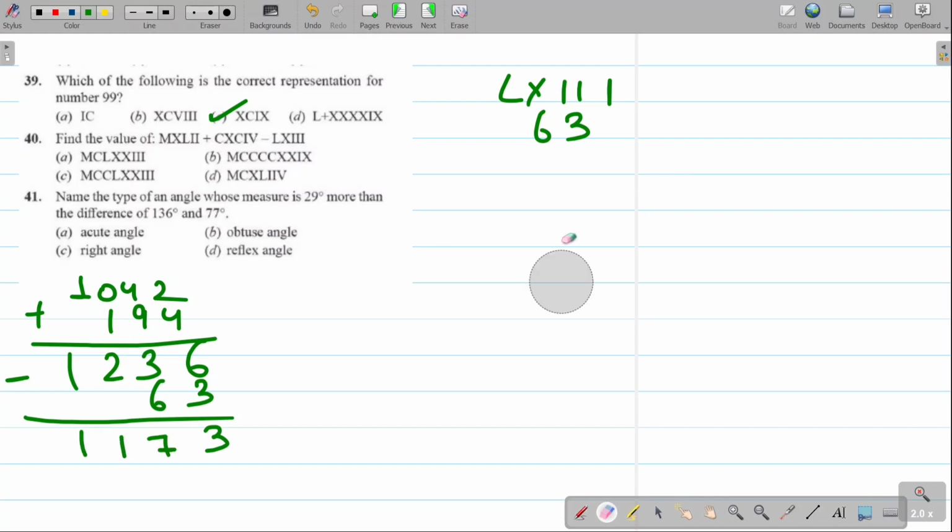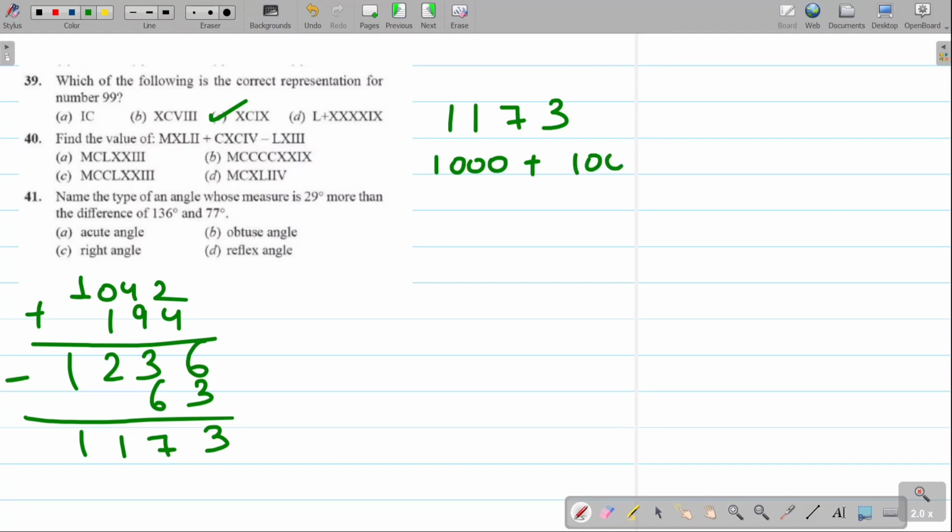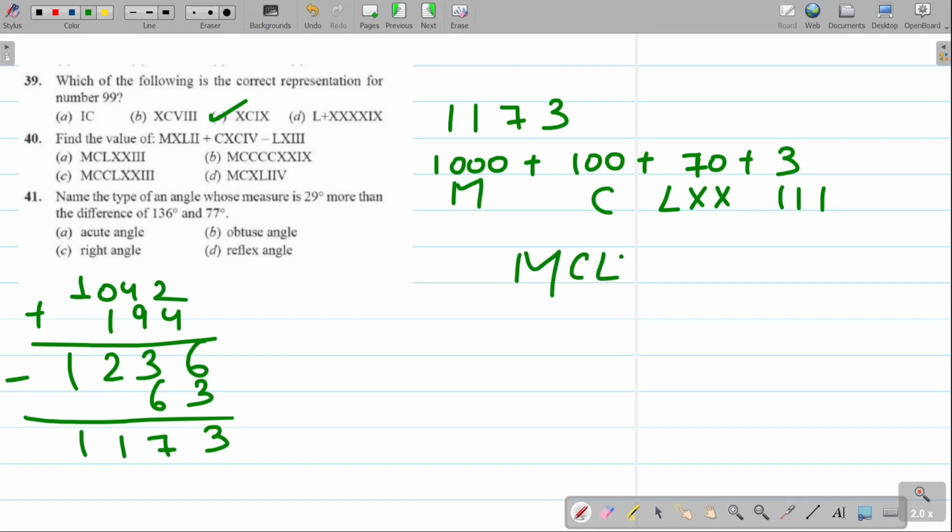Finally, we have to convert this 1173 into a Roman number. So 1, 1, 7 and 3. So it can be written as 1000 plus 100 plus 70 plus 3. 1000 we know M, 100 we know C, 70 we know L, X and X, and 3 is I and I. So finally we will have a Roman number as MCLXXIII.